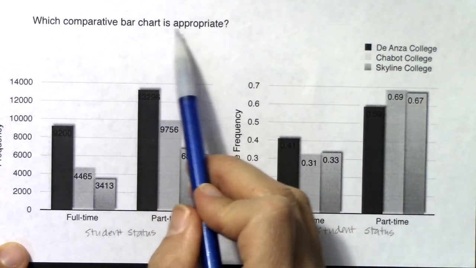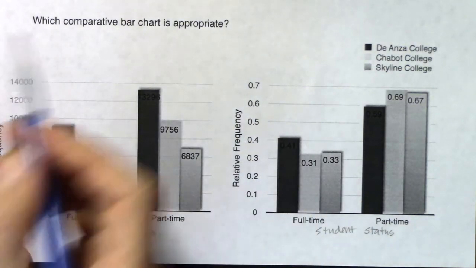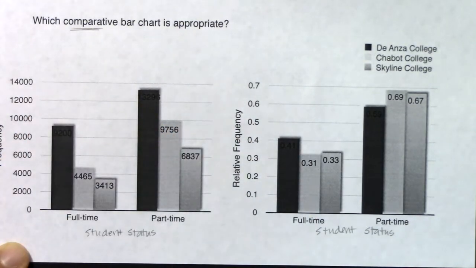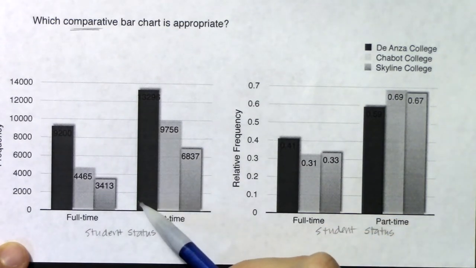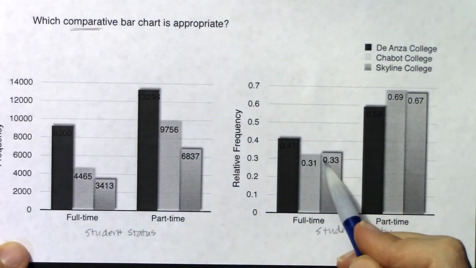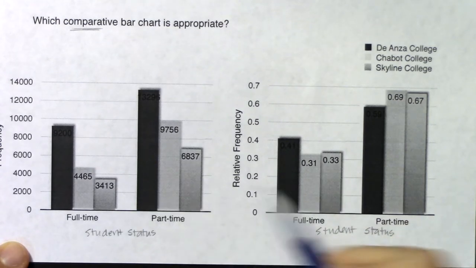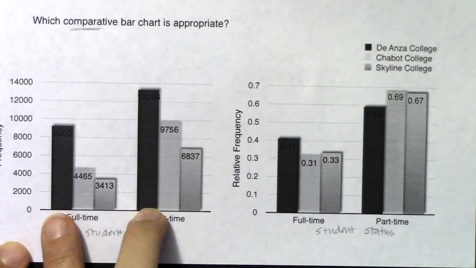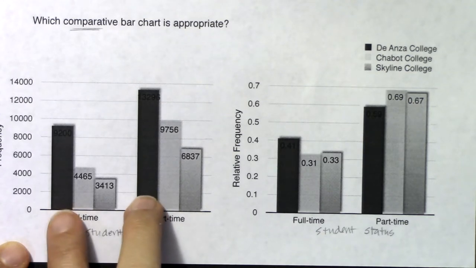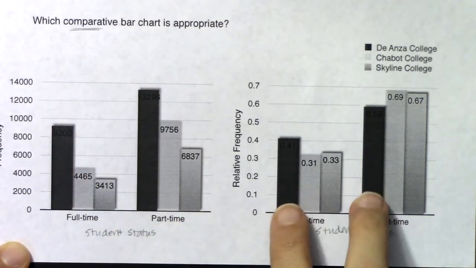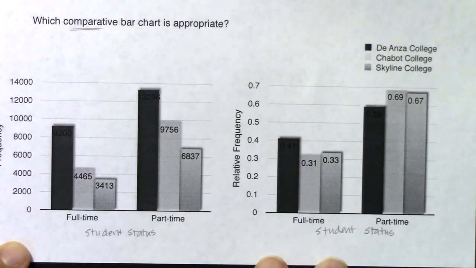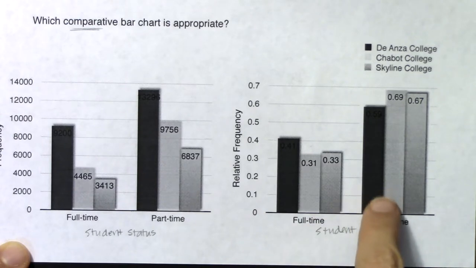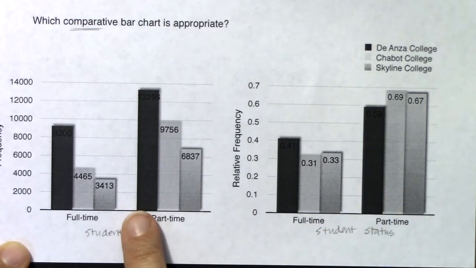So in terms of which comparative bar chart is appropriate, when it comes to comparing, do you want to compare frequencies or do you want to compare relative frequencies? Well, if you take a look at these two, all right, the big difference here is what's going on over at De Anza. Over on this left graph, you see De Anza is just king of the hill on both fronts. And you see De Anza is not quite king of the hill on both fronts here. It's definitely got the highest relative frequency in terms of the full-timers, but it is not the highest in terms of the part-timers. And over on this graph, it does look like it's the highest.